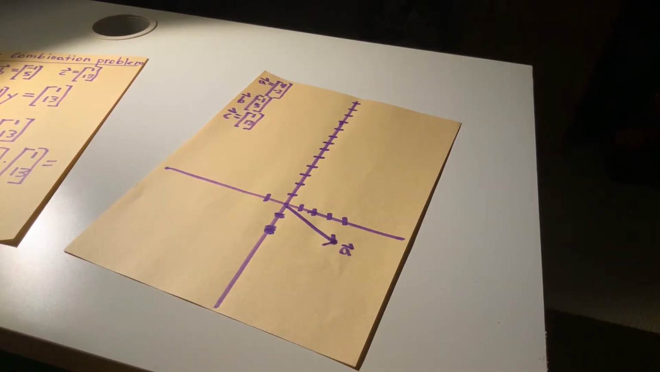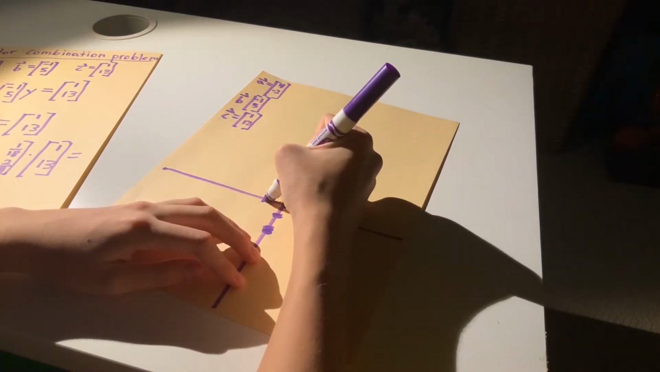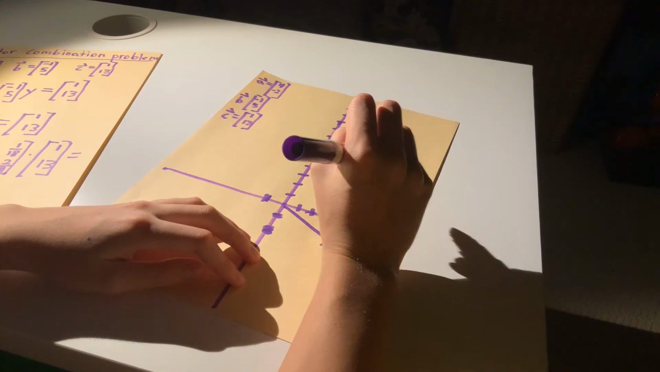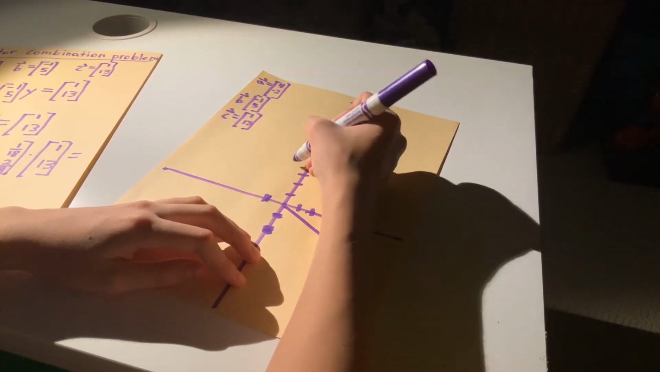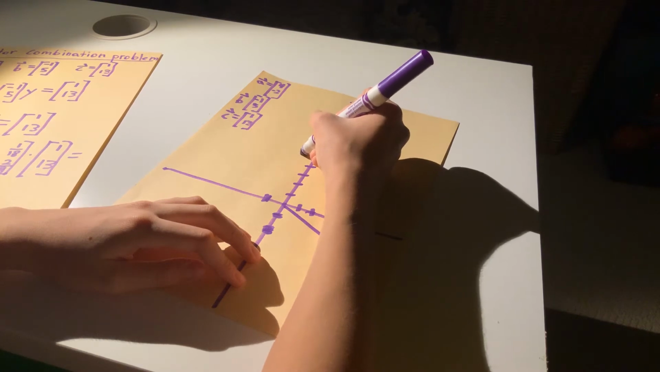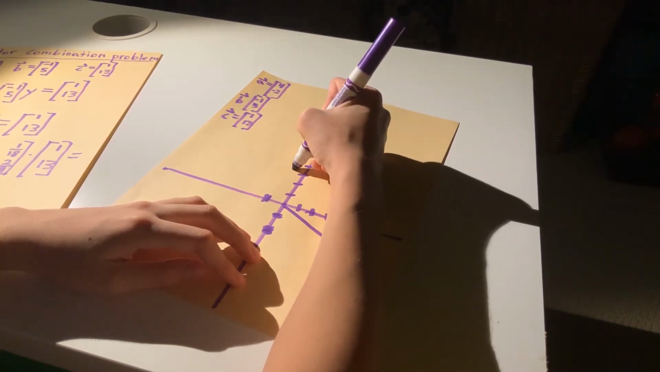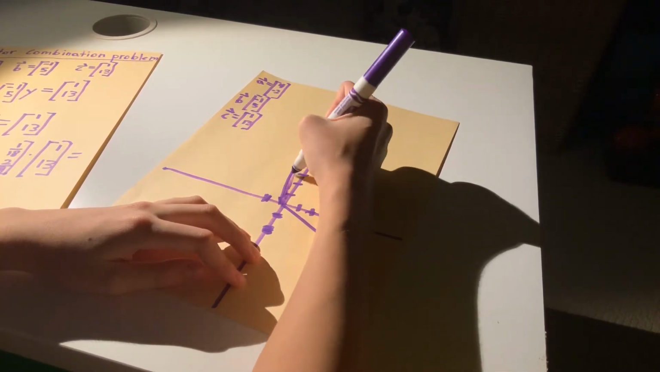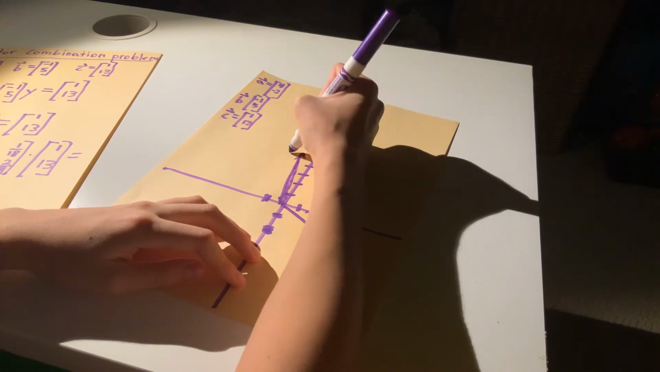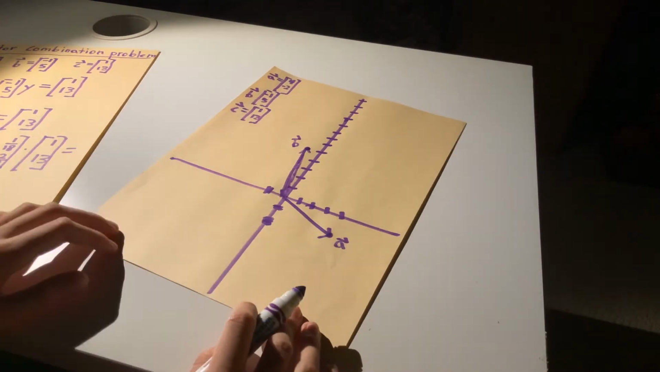Now let's draw vector B, so that's -1 here. And then up 5. 1, 2, 3, 4, 5. So it's something like this, vector B. That was a bad line. Well, vector B. Okay.